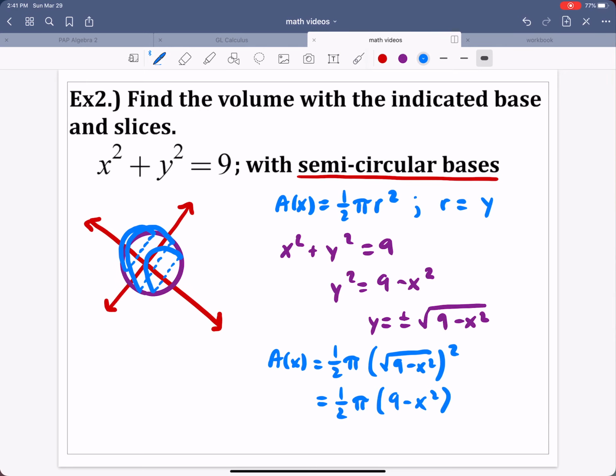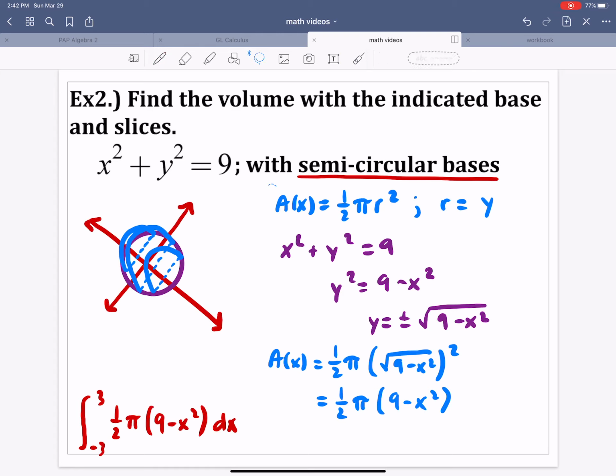So that is what I'm going to integrate. I'm going to take the integral from -3 to +3 of the area of a cross section. So that's 1/2 pi times 9 minus x squared with respect to x.